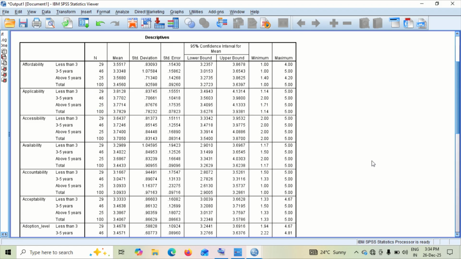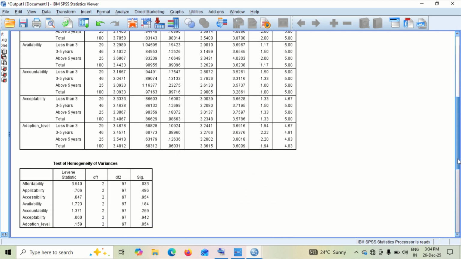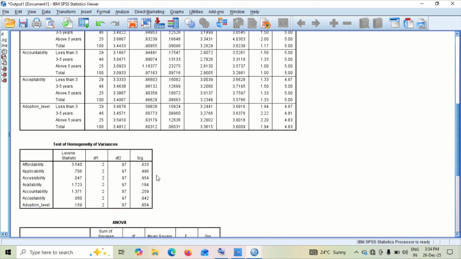And the result is also applicable for the next dimension, applicability, and accessibility, availability, accountability, acceptability, and overall adoption level. It means all those respondents have the same level of mean score regarding all the dimensions of adoption and also overall adoption irrespective of their experience. Move to the test of homogeneity of variance.